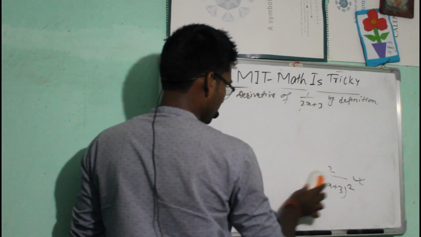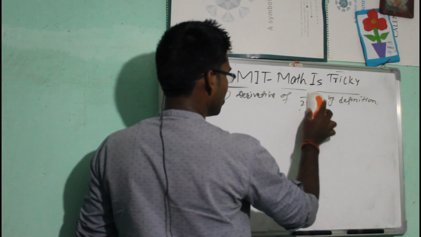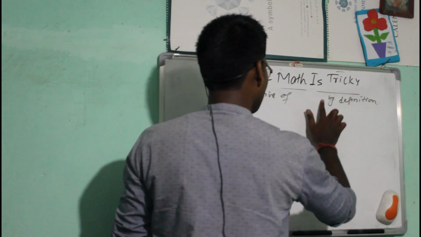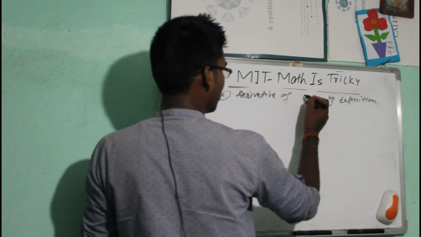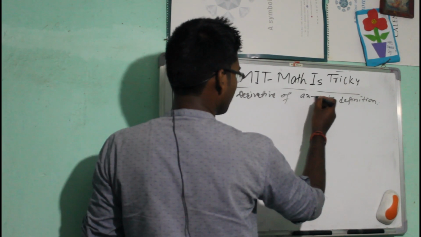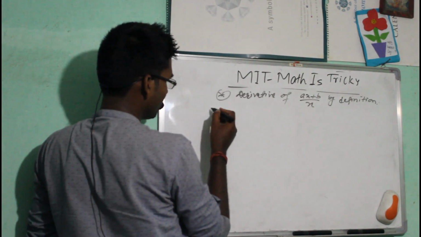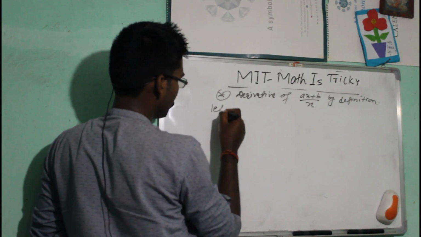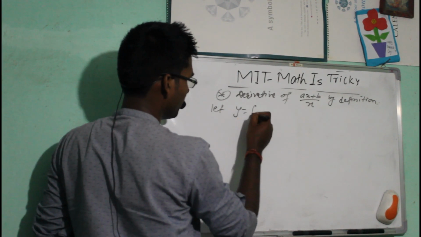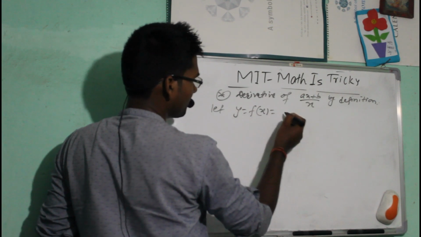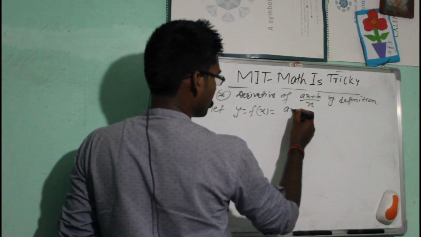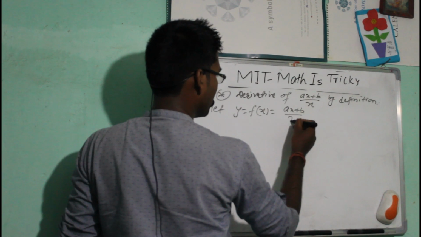Let me do another problem for you. Let's write here one more question. Suppose it is (ax + b) by x. Another question I'm taking. So always our first line will be: let the given function be y equals f(x) equals (ax + b) by x.